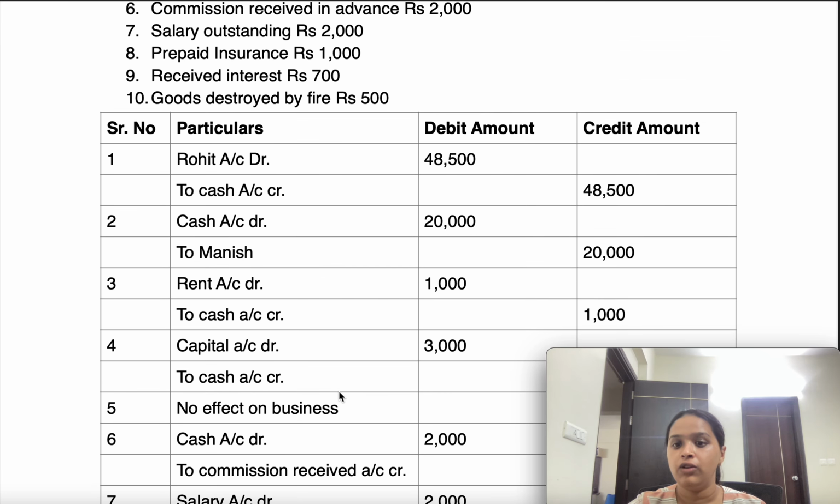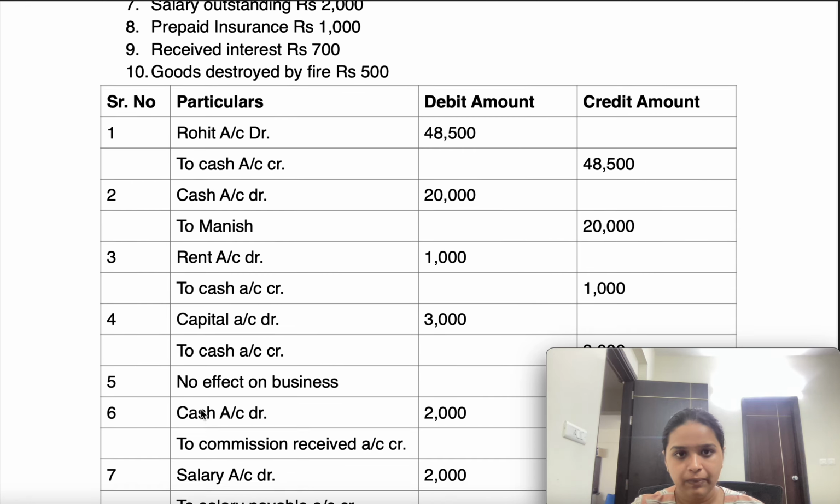Received interest, so Rohit has received interest of 700. Interest is your income, it comes under the nominal account and it should be credited, right? But for receiving the interest, some cash should also be credited in your bank statement. It means you receive the cash, cash is coming into the business, so it should be debited, right?